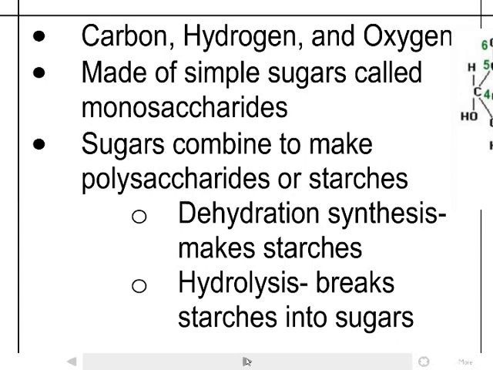The opposite of that process is called hydrolysis. Hydrolysis is when you add water to a starch or a polysaccharide, and because you have added the water, those starches are going to start to break into smaller pieces. You can kind of think about putting something in water and it starts to dissolve. It's similar to that. When you add water to a starch, it breaks up into simple sugars.